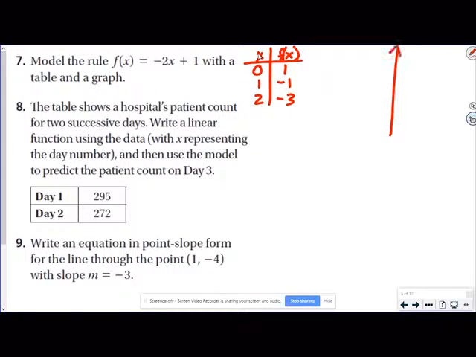Sketch the graph. We have the x and f of x axes. You should be doing this on graph paper. I'm just going to do a quick mini demonstration here. So 0, 1 would end up here. 1, negative 1 would end up here. 2, negative 3 would end up here. And arrowheads along with the original function.